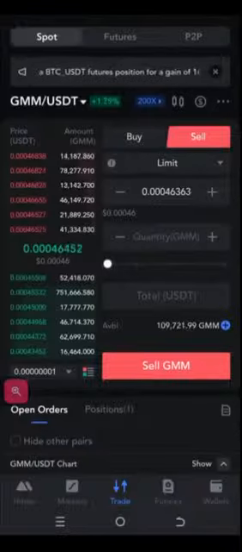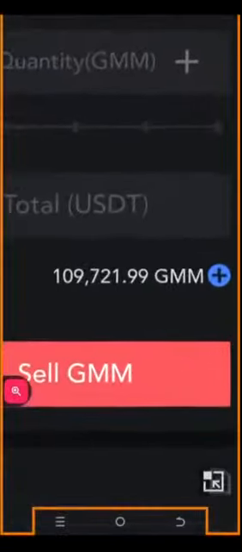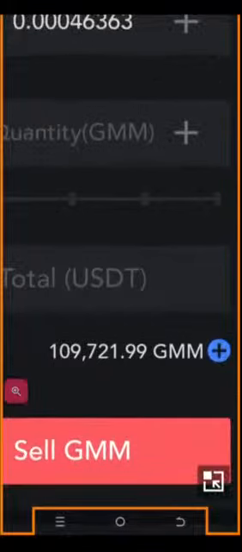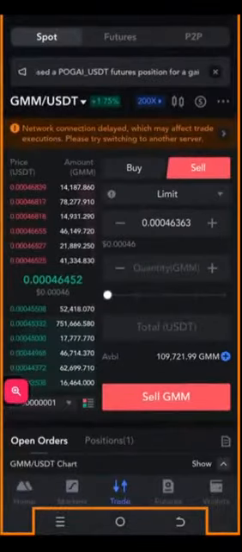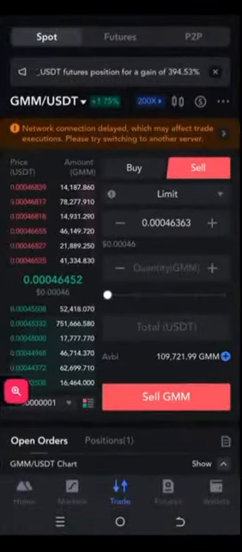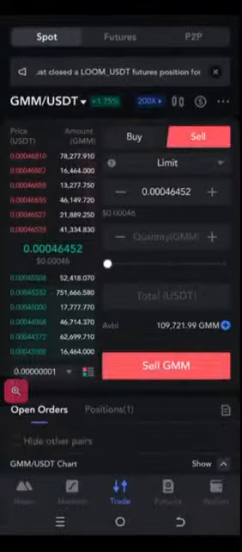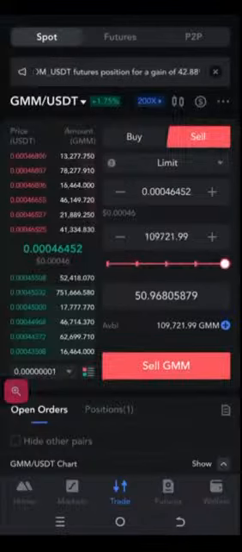All right, it's here. As you can see, we've got our money here. That's 109,721 GMM. Okay, so let's go quickly and set our sell limit. But let's even quickly see if we want to sell outright, right? What is that going to give us? Okay, so let's put the entire 100%. Oh, this is 50.96. So that means if I click on sell, that's going to put me in the queue.